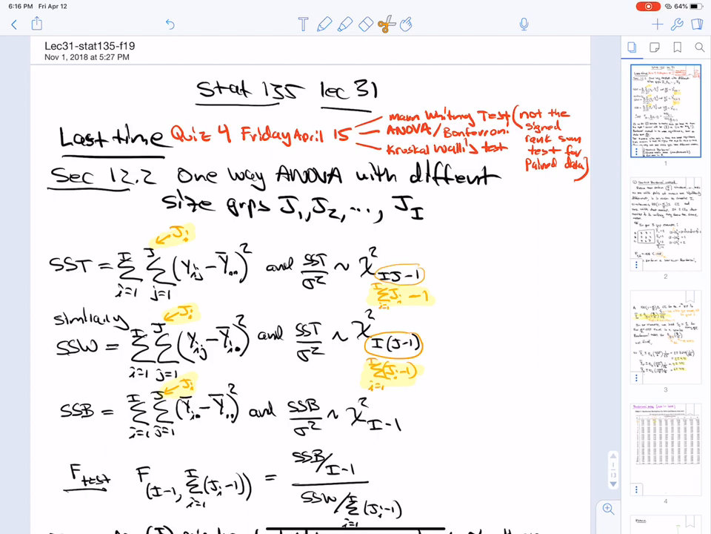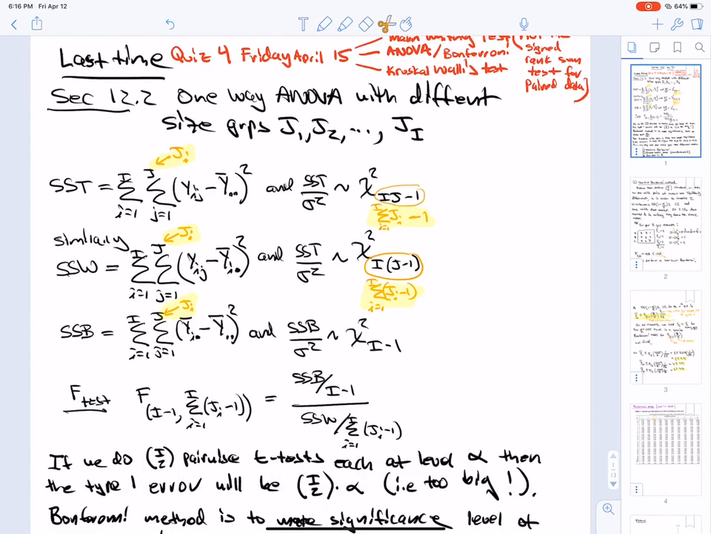And the degrees of freedom, instead of I, J minus 1, will be the sum of the Ji's minus 1. SSW, instead of J, will have J sub I. And the degrees of freedom, instead of I times (J minus 1), will be the sum of Ji minus 1 in parentheses. And for SSB, again, instead of J, we'll have Ji, and the degrees of freedom won't change.